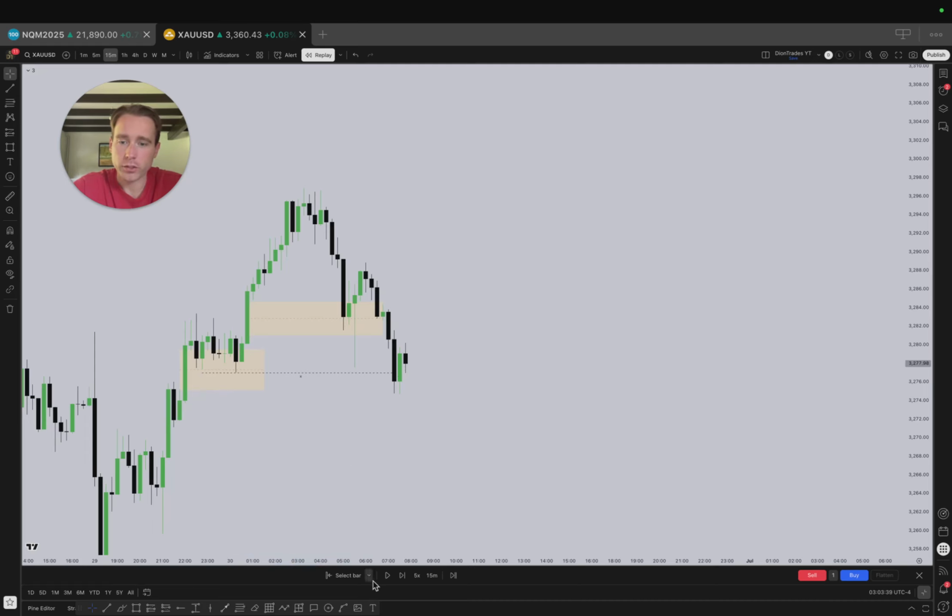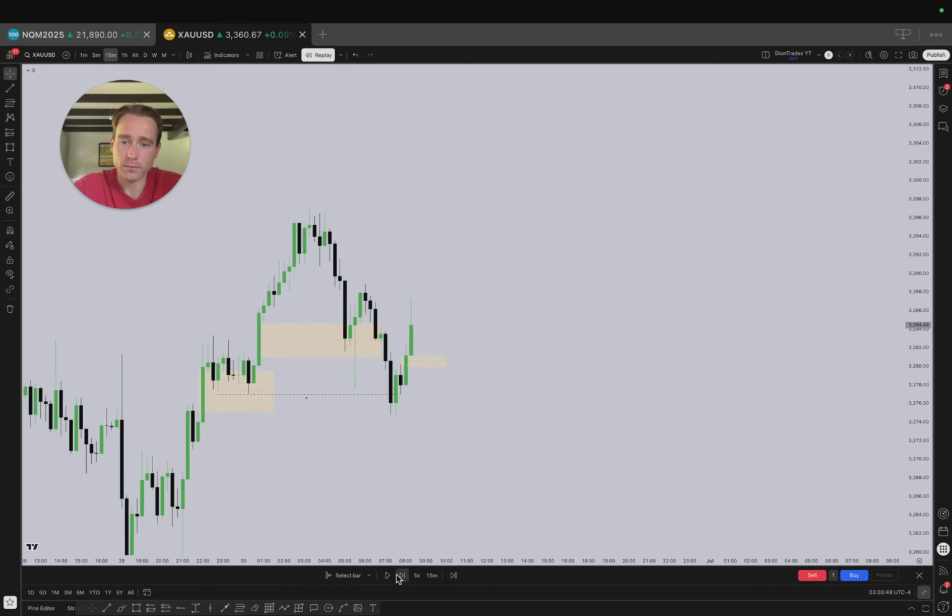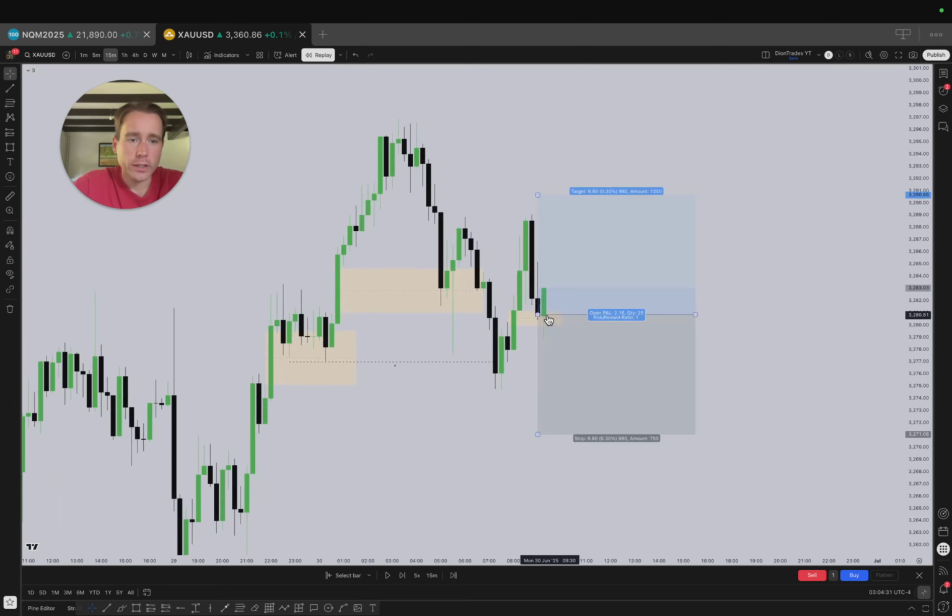And here's where the New York session starts. So from here, I want to look for trades. And here we have the first value gap. So this could be a trade idea. Right here, at the 80 level, I took the entry.